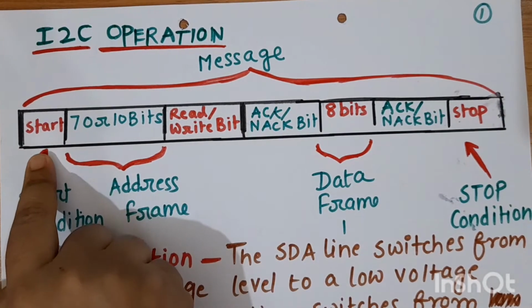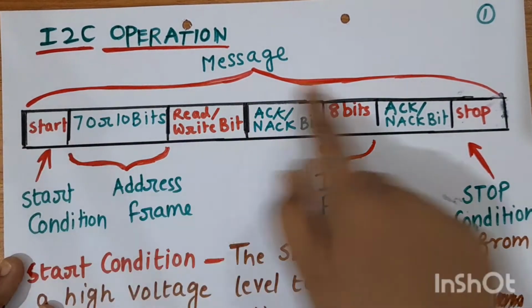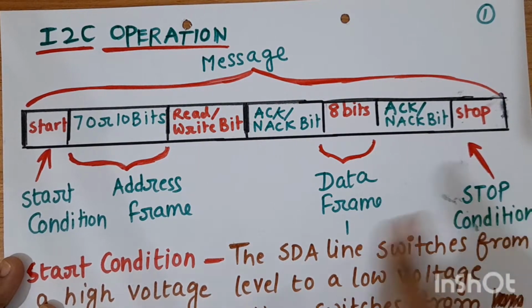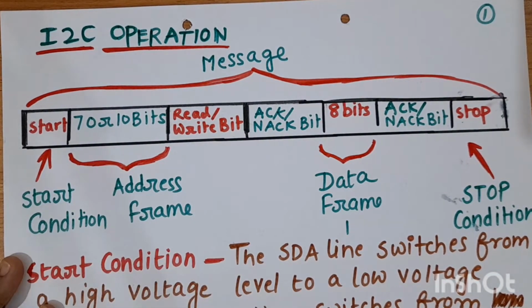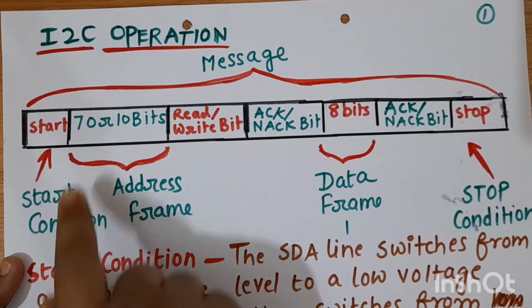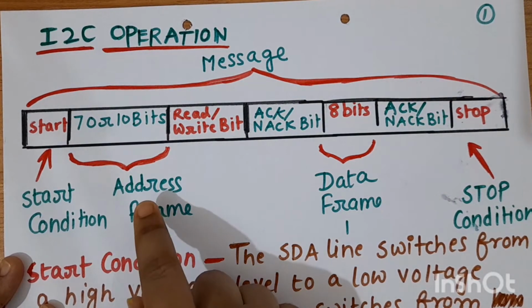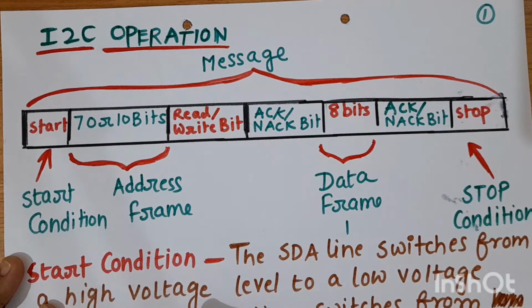So this is the message of the I2C. The message is available on the SDA line, the serial data line, with respect to the clock, that is the SCL line. First in the message comes the start condition. After the start condition is sent, a 7 or 10 bit address frame is sent, the address of the slave which the I2C master wants to communicate with.